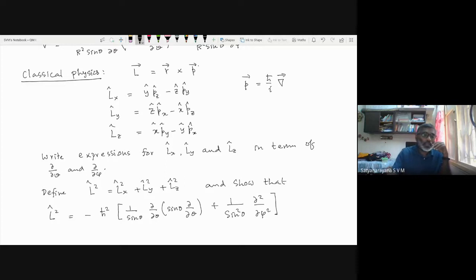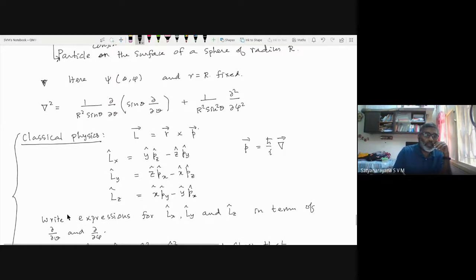So you can see that this you can show. I am not going to do this. This is done in many textbooks, so please have a look at that one. Only algebra and some bookkeeping is required. Now, whatever I have written here, this del square operator in this particular case is simply L square by R square. Notice that this is the L square operator by R square.